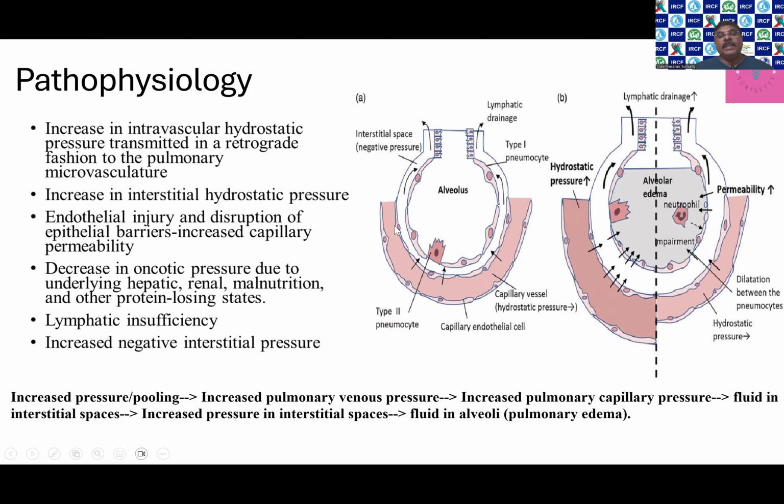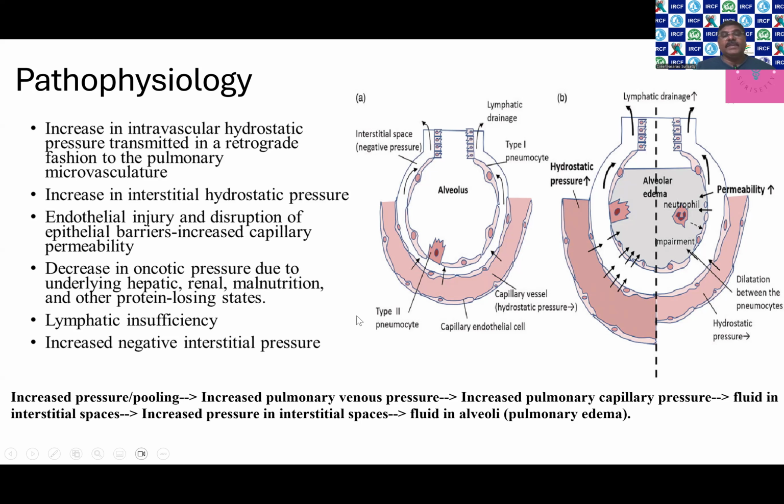If there is any endothelial rupture or disruption of endothelial membranes, that gives the fluid a way to shift from the intravascular space to the interstitium and to the alveolus. Then decreased oncotic pressure: there are many conditions, such as hepatic conditions, renal conditions, and malnutrition, wherever protein loss occurs, hypoproteinemia. There also the oncotic pressure is affected and fluid shift will occur.